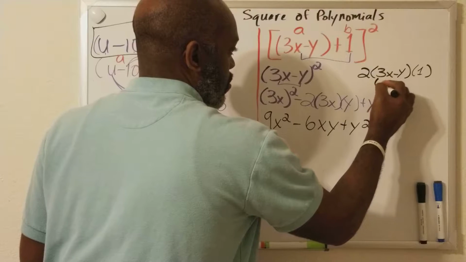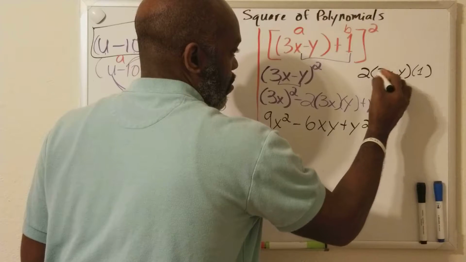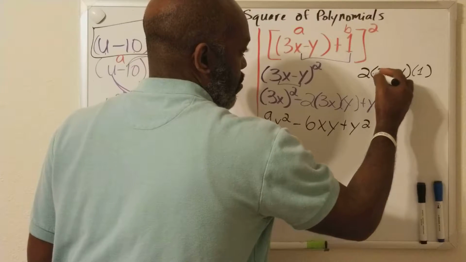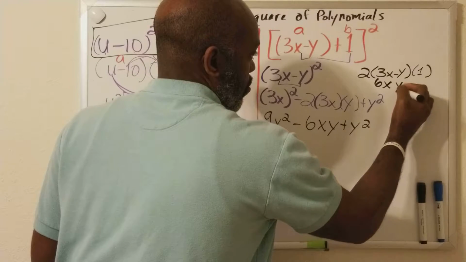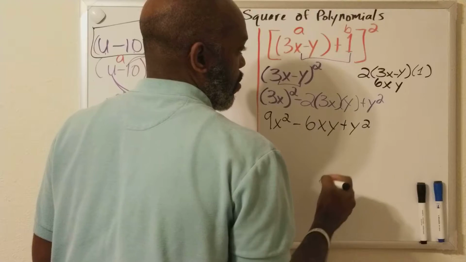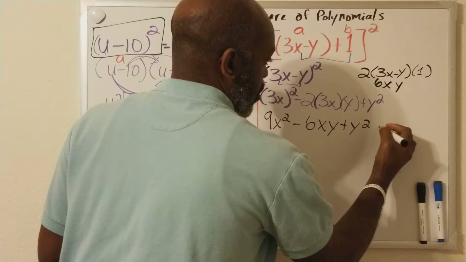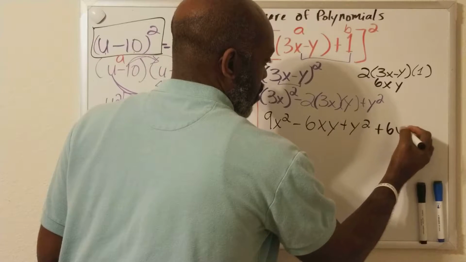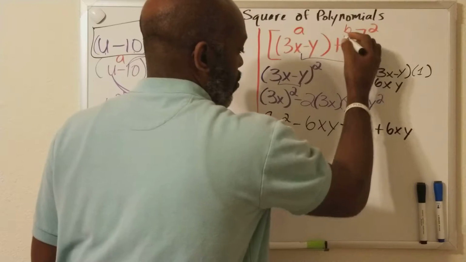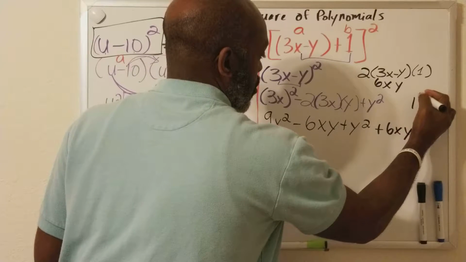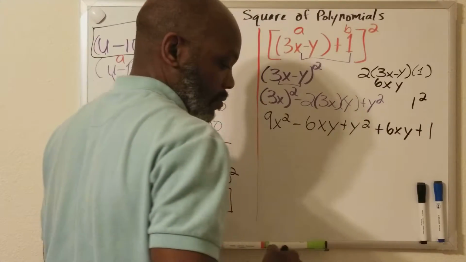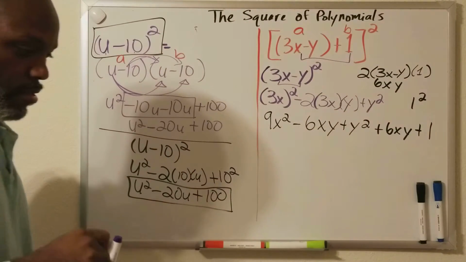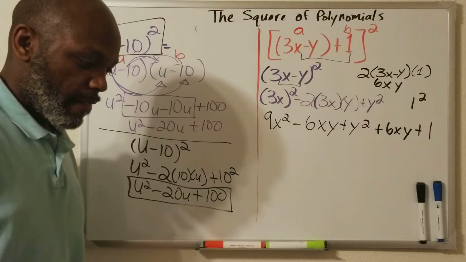That gives us 6x, right? 6x times y. So we end up with plus 6xy. Can't forget about the 1 squared, and that's plus 1. And there you have it.